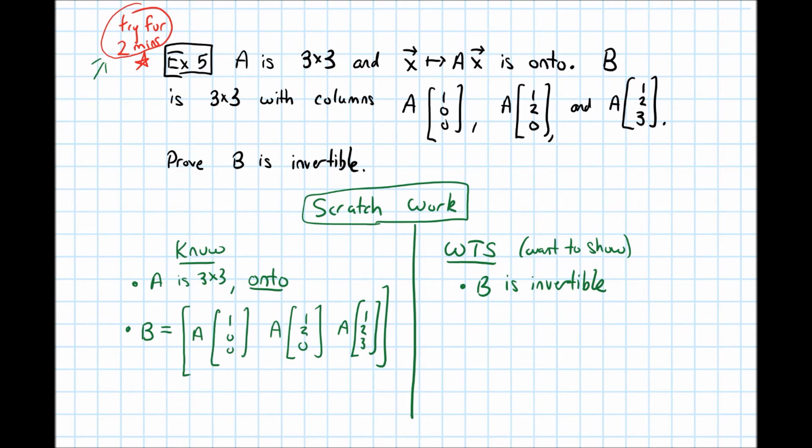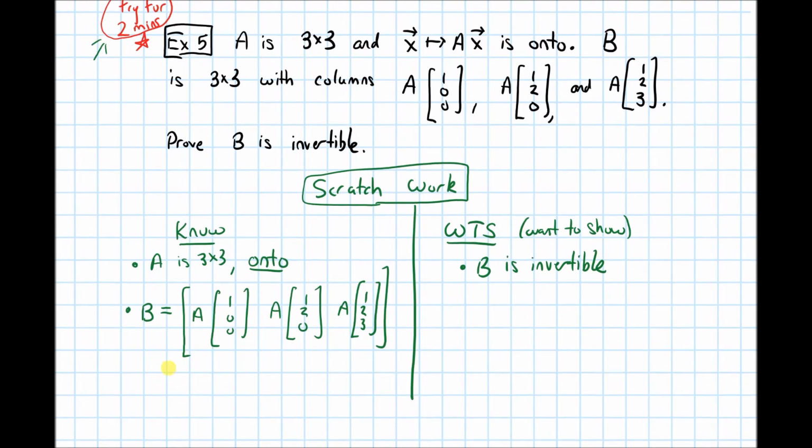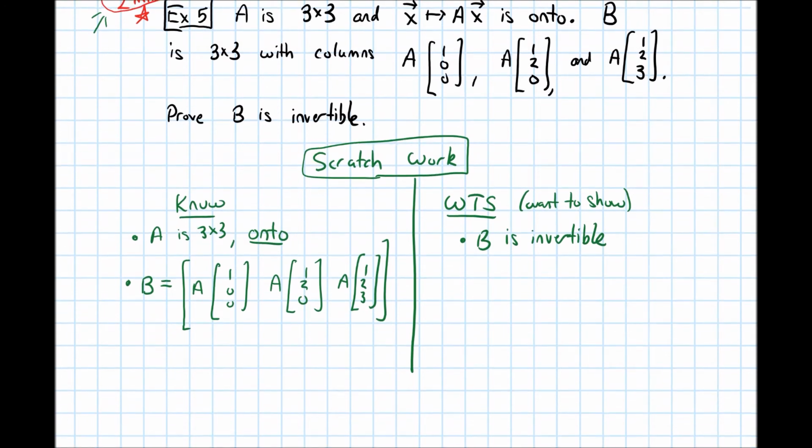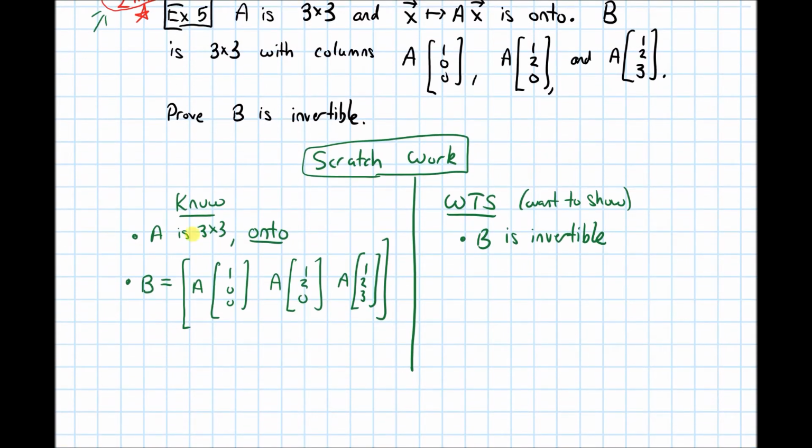Okay, so hopefully you have done that. Hopefully it's been about 2 minutes for you. Just a few seconds for me here. Okay, so what I want to do now is think more about what it is that I know and what it is that I want to show and how I can connect these. So I know, for example, that A is 3 by 3 and it's onto. The fact that it's onto tells me that there are pivots in, let's put this in a different color actually, there are pivots in each row.